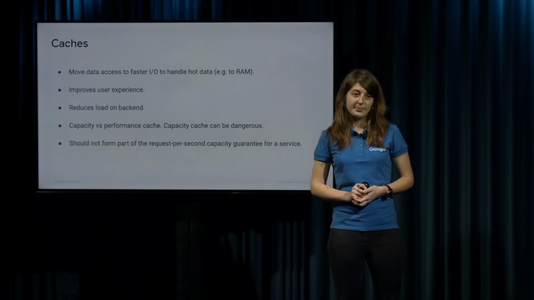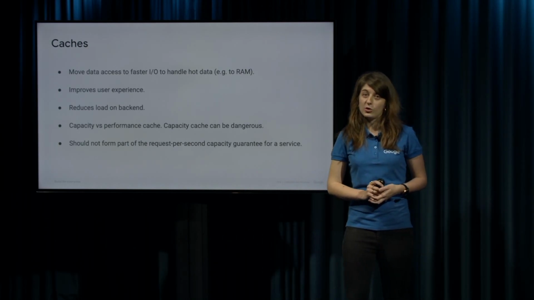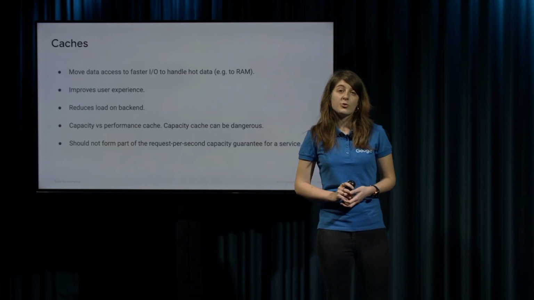However, it is important to make the distinction between capacity caches and performance caches. Performance caches are there simply to make the access faster, whereas the capacity caches are used in order to be able to handle the entire load, and that is very dangerous because things will fail, as JC explained, and when they fail, if the capacity cache fails, then the system is not going to be able to handle the entire load by itself, and you're going to be in a bad shape. So if you do have capacity caches, they should not be included in your SLO because you're in danger of breaking it.